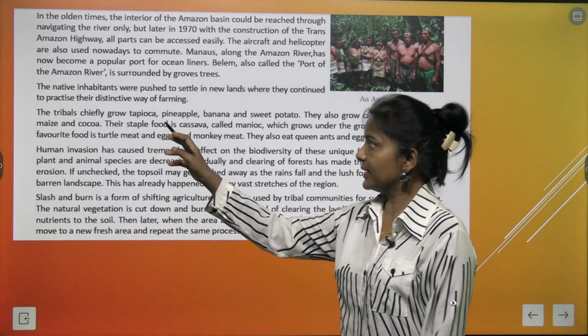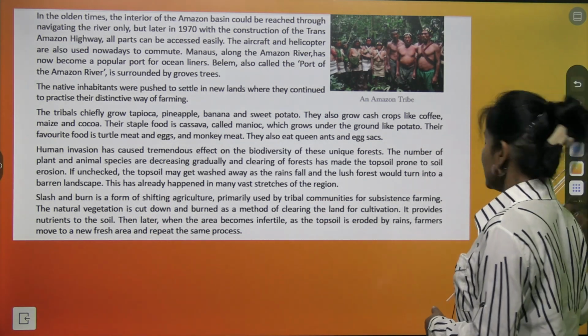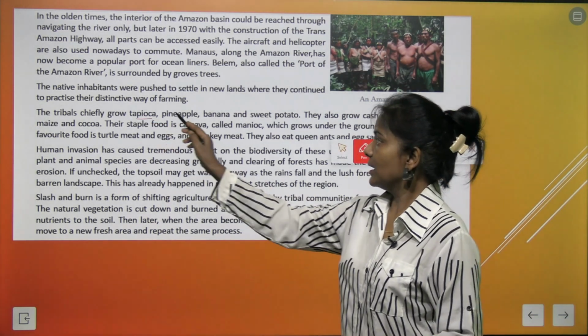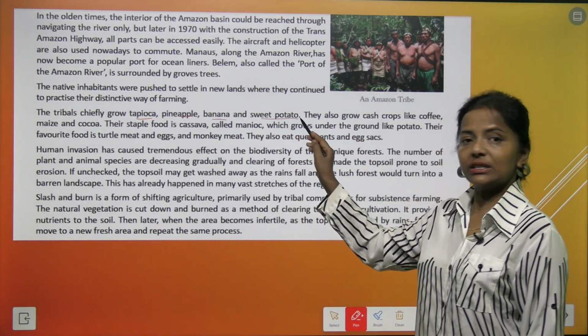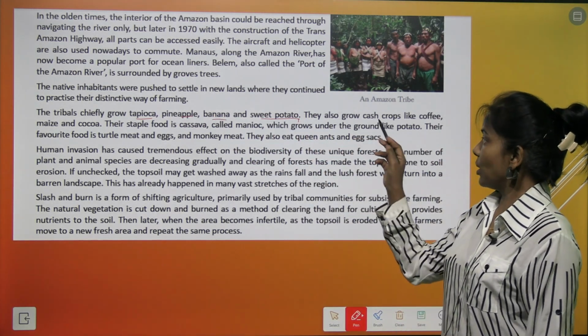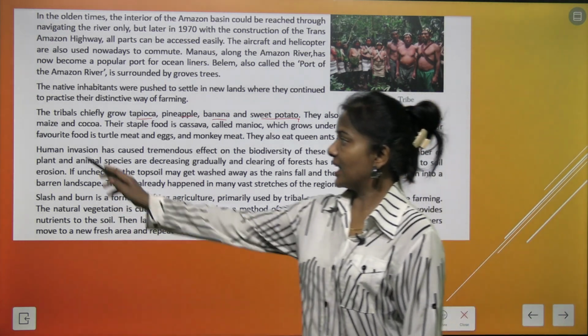The tribals chiefly grow tapioca. What all do the tribes here grow? They grow tapioca, pineapple, banana and sweet potato. They also grow cash crops like coffee, maize and cocoa.